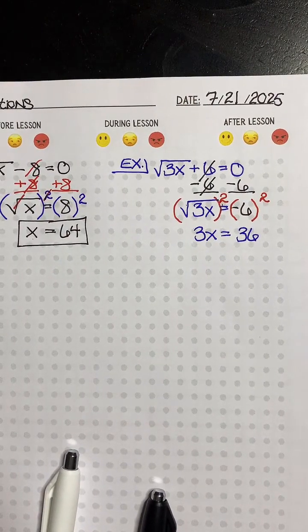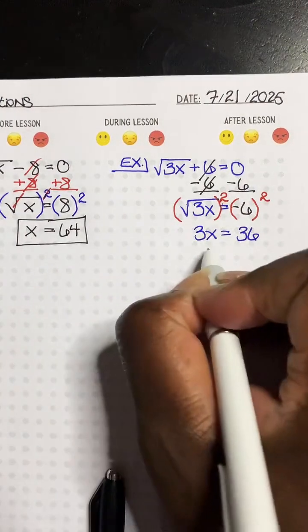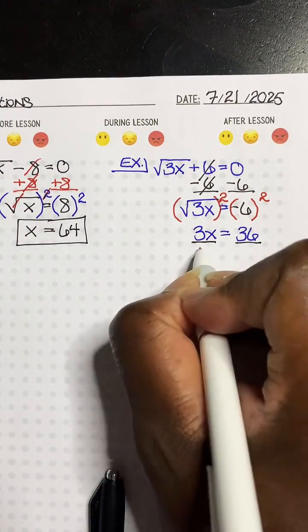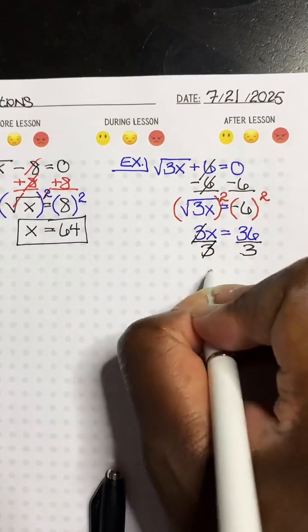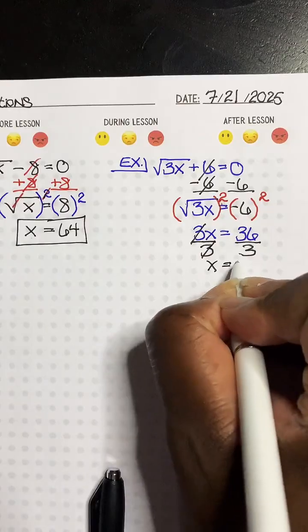All right, so now we're going to divide both sides by 3, which gives me x is equal to 12.